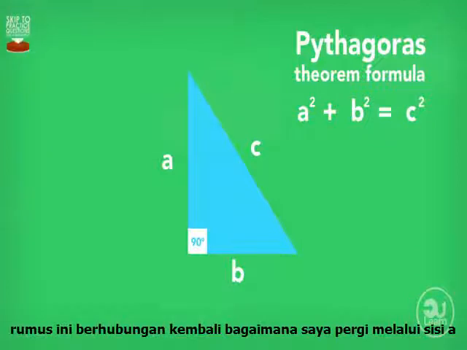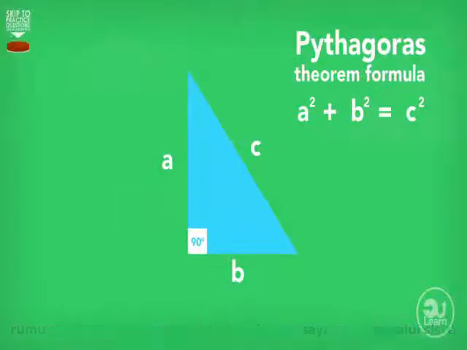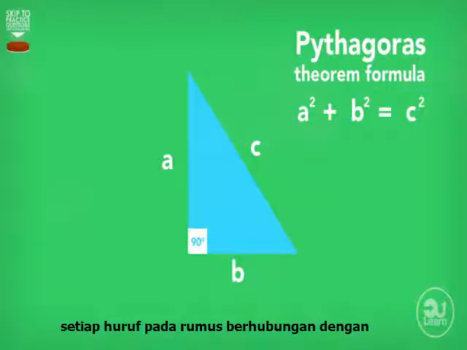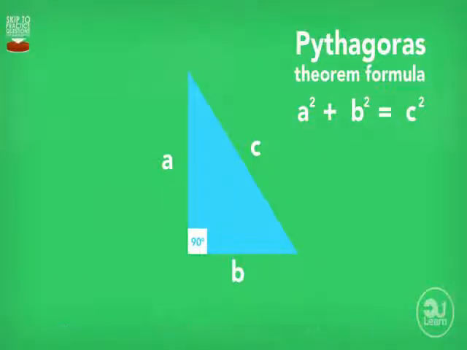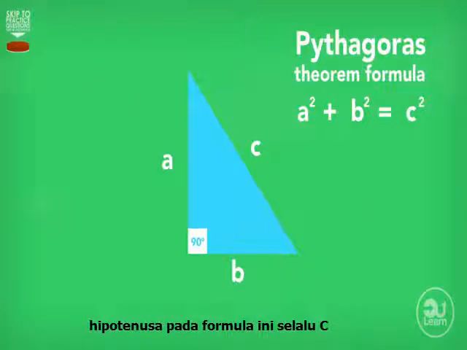This formula relates back to why I went through the structure of a right-angled triangle. Each letter in the formula relates to the distance of one of the sides on a right-angled triangle. As we said previously, the longest side is the hypotenuse. The letter that represents the hypotenuse in this formula is always C. The other two sides are either A or B.